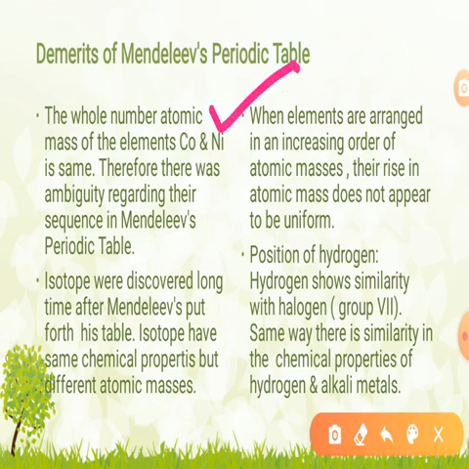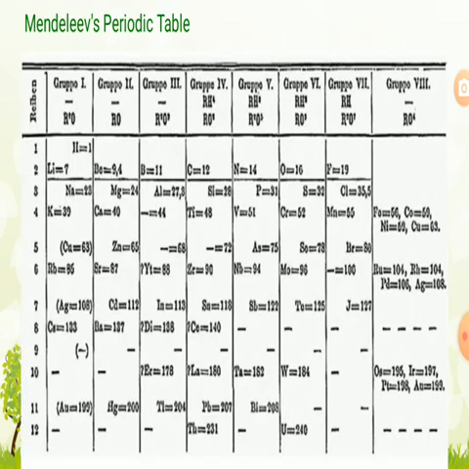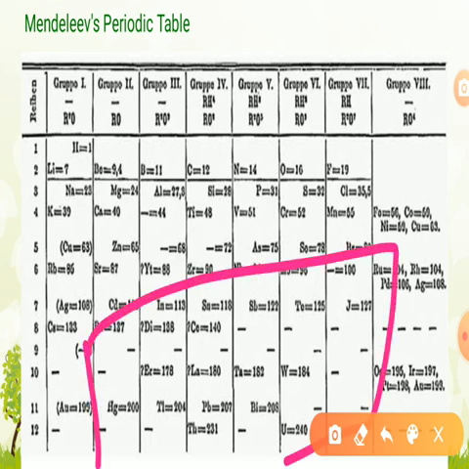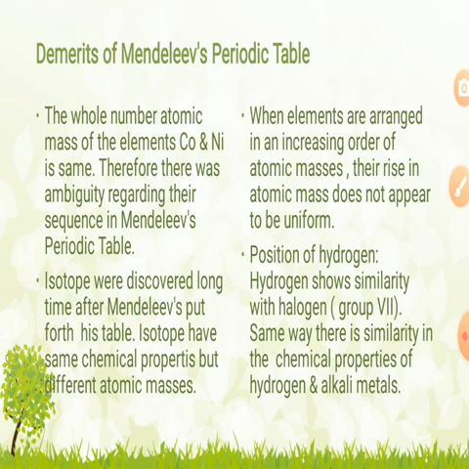The next point was that elements were arranged in increasing order of atomic masses, but the rise in atomic mass did not appear to be uniform. Let's see in this table. See, these are the elements which have higher atomic masses. So the problem was to predict how many elements could be discovered between these heavy elements. So this was another drawback for Mendeleev.